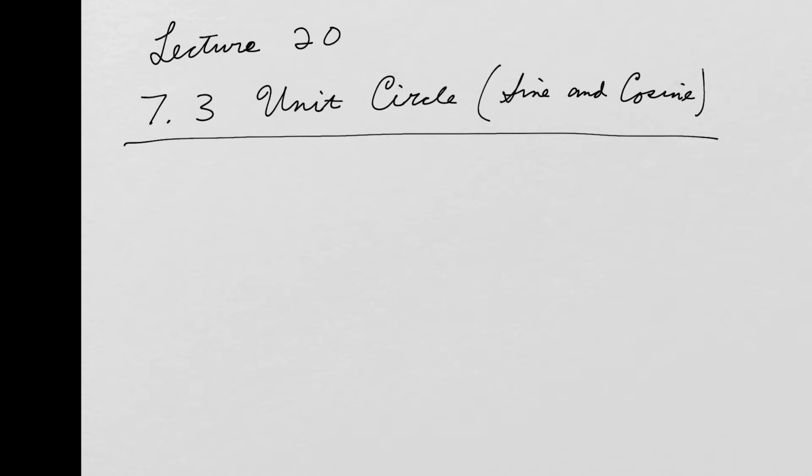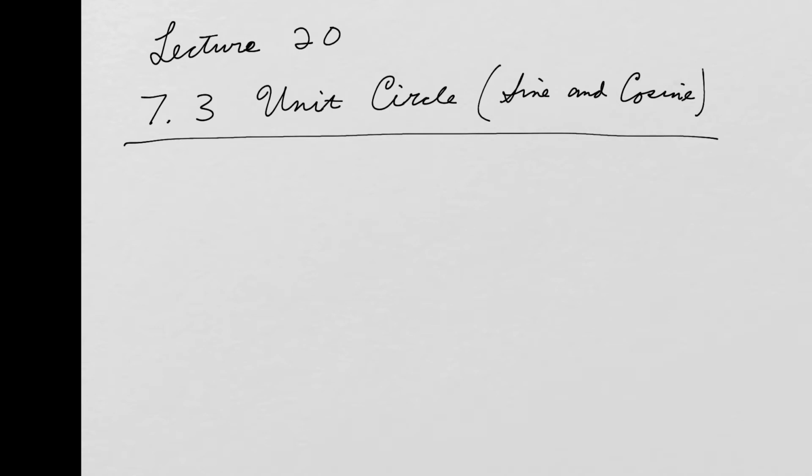This section is 7.3, where we're going to focus on the unit circle, and in particular, we're going to look at the sine and cosine. Basically, we're going to look at the sine and cosine of any angle. We're not going to restrict ourselves to the first quadrant. So it's not just a right triangle, it can be any angle.